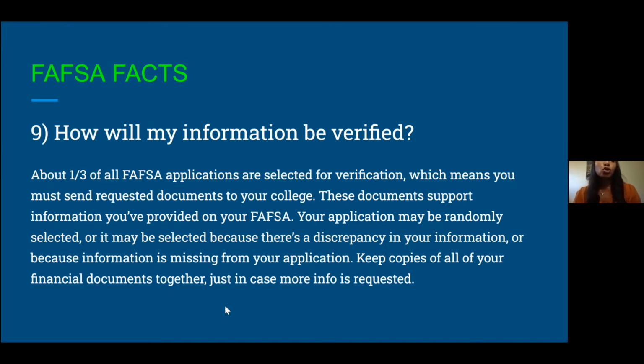All right, so we're almost there. So you filled out the information, you submitted it, everything looks wonderful. How will your information be verified? Like, what happens to this information after you fill out this application? One third of FAFSA applications are selected for verification. So that means that they will require additional information in order for you to get financial aid from your college.